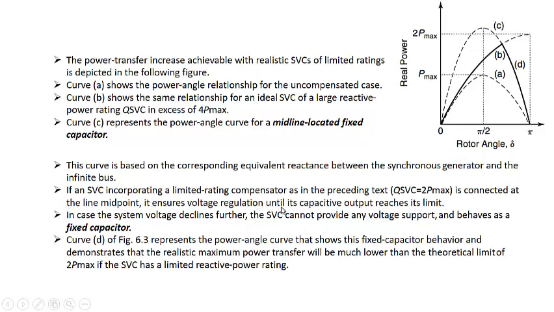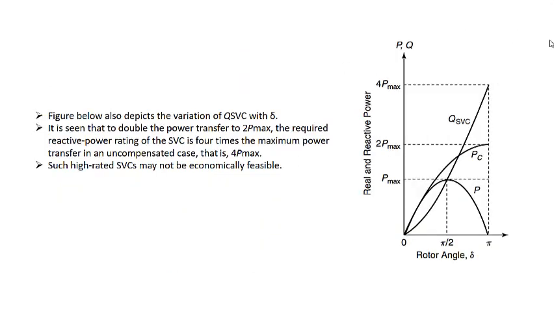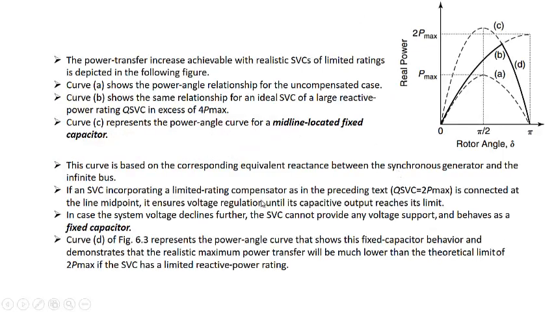After this, since we know that it ensures the voltage regulation until its capacitive output reaches its limit. Now, that limit is this point. When it reaches this point, the real power drawn by the system is this much. That is, it is not twice Pmax. It is slightly less, depending upon this point and this point. Now, above this point, since this is the maximum rating of the reactive power, this SVC will act as a fixed capacitor.